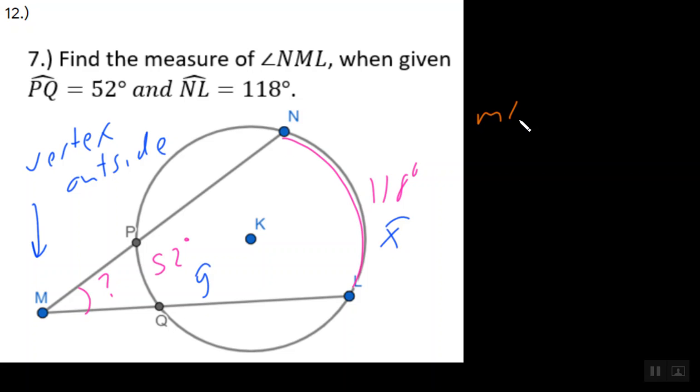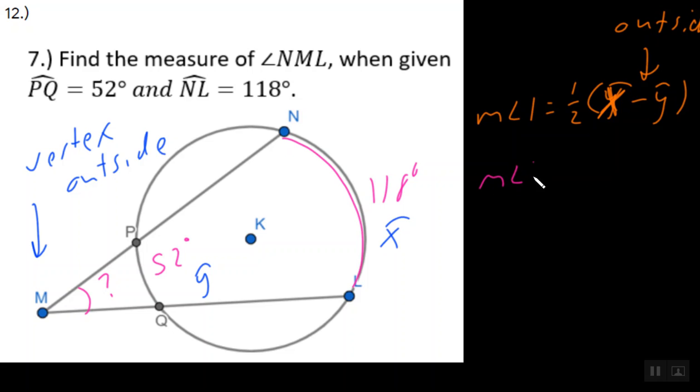Our formula is the measure of angle 1 is equal to 1/2 arc X minus arc Y. And notice that minus sign comes from it being a vertex outside the circle. So let's plug in everything we know. We do not know the measure of angle 1, however, we know everything else. 1/2 times arc X is 118, minus arc Y, which is 52, and I will leave y'all to solve the rest of this on your own. Good luck.